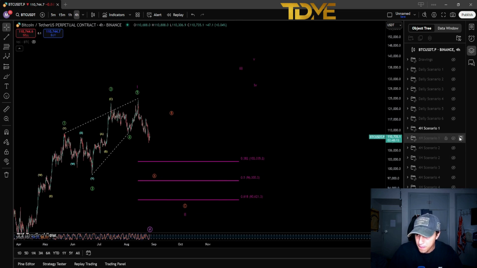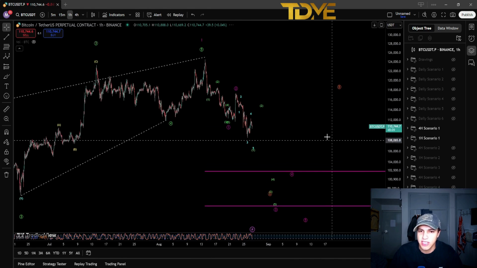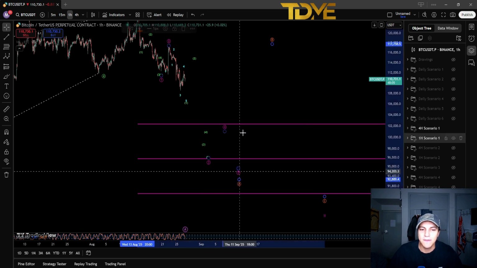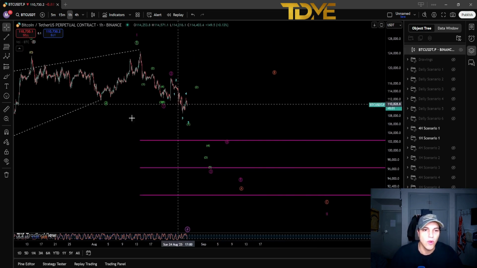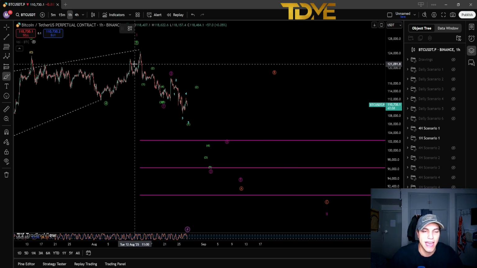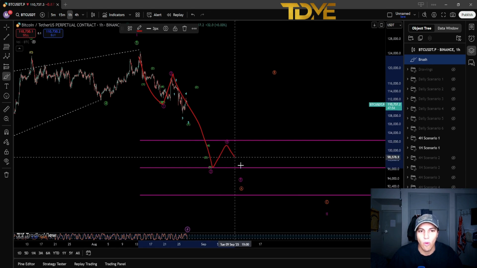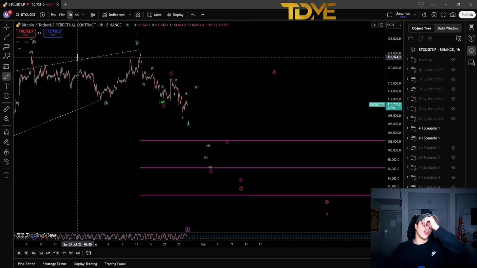Now, if we go on to the 1-hour scenario on this chart, the way to get a wave A in here is to have a 5-wave structure down. We need a 5-wave structure doing a 1 in pink, 2, 3, 4, and wave 5. This doesn't look very good.